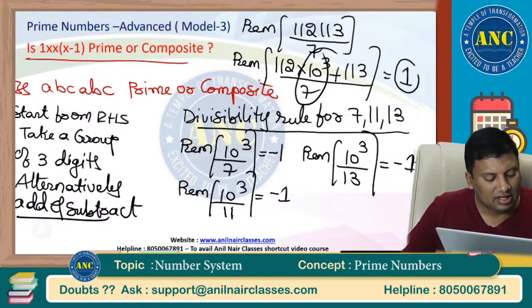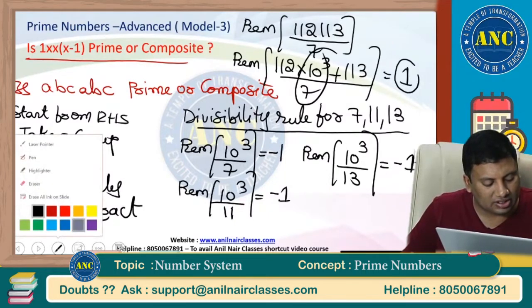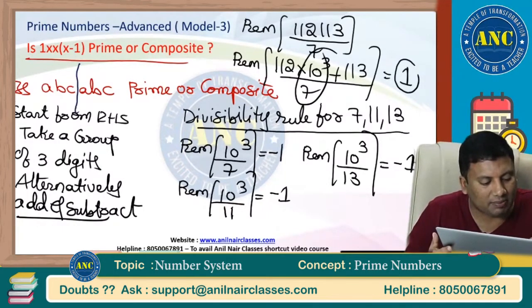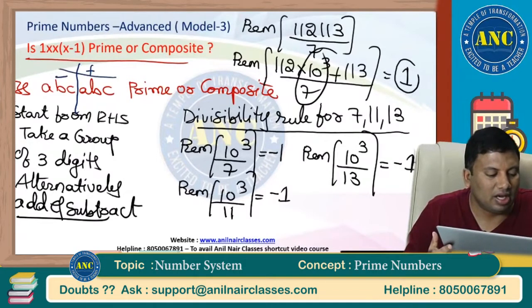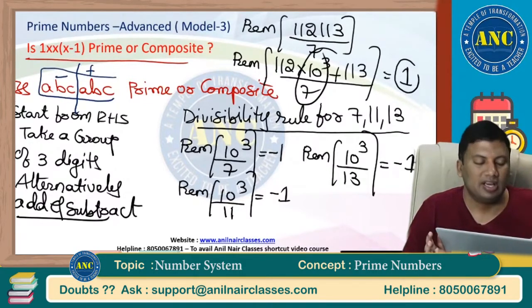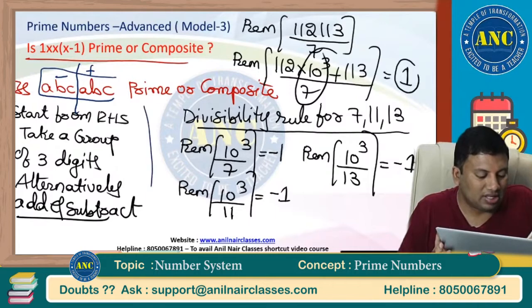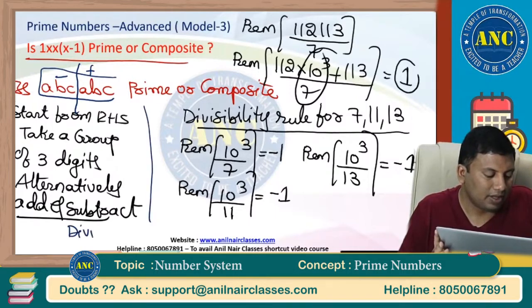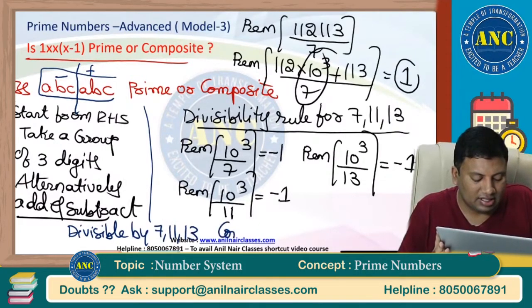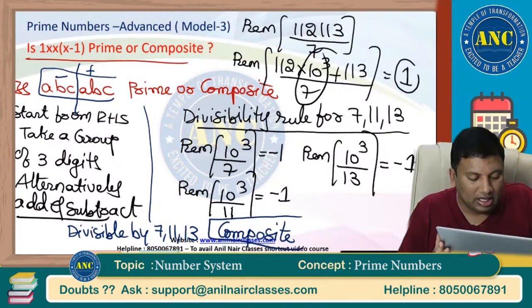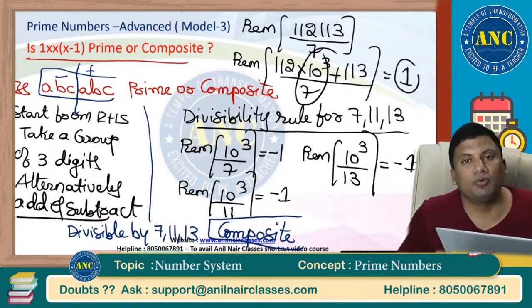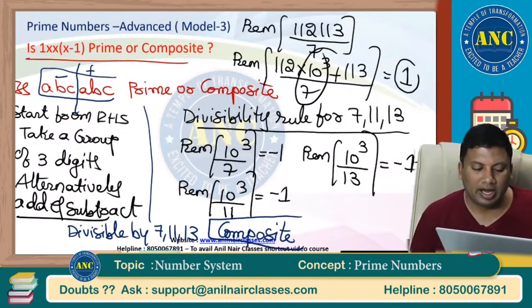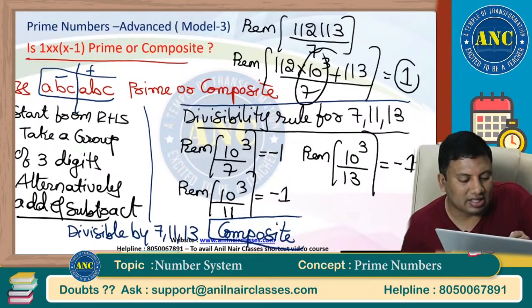Now see here. If I take a group of 3 digits and alternately add and subtract, plus ABC minus ABC, it is 0. That means this number is divisible by 7, 11, 13. So, the answer is a composite number. Proving that a number is composite is much easier than proving that a number is prime. I hope the idea is clear.